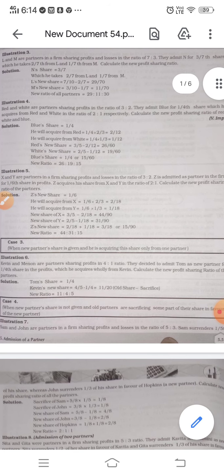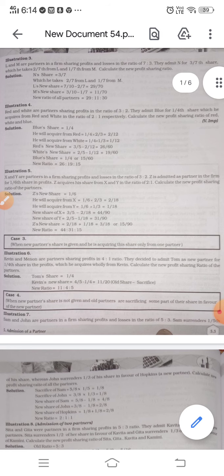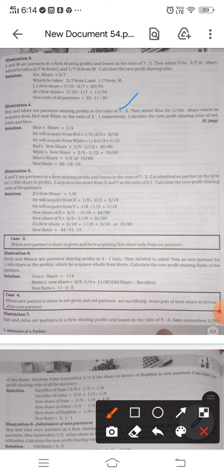See the fourth illustration. There are two partners and the profit sharing ratio is 3:2. They admit Blue. The new partner is coming with a share of 1/4, which is purchased from Red and White in the ratio of 2:1. So he is purchasing that 1/4 share in the ratio of 2:1 from the other two partners. They asked to calculate the new profit sharing ratio of the three partners.